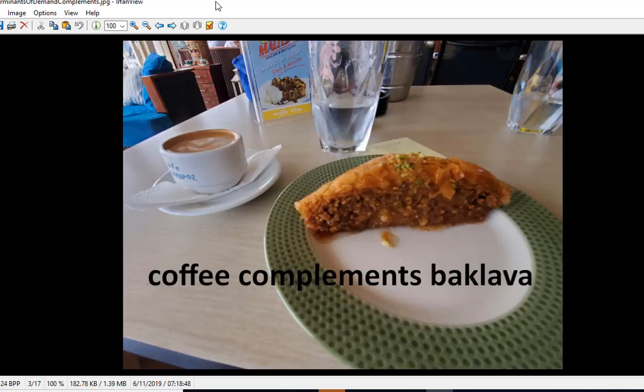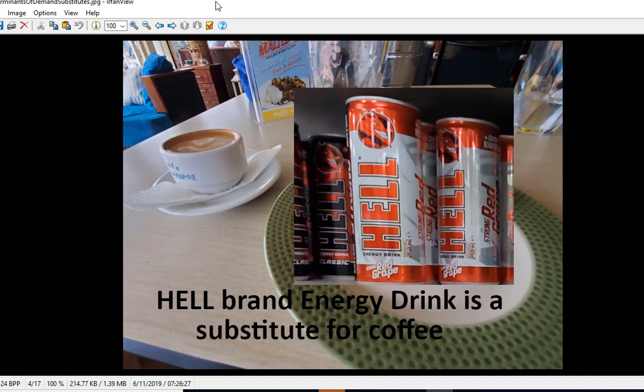So if you wanted some baklava, you might think to yourself, hey, let me have some coffee that goes with it. That means your demand for coffee is actually a complement to the baklava. On the other hand, instead of coffee, you might decide to have Hell brand energy drink. That would be a substitute for coffee. Both are loaded with caffeine. Both give you high energy.